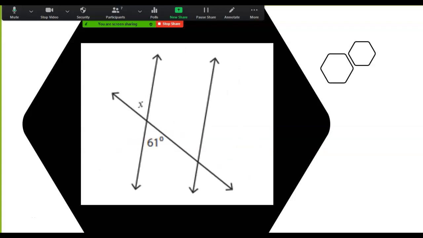Think about this one. What is the value of X? Think about it. Are they both acute or both obtuse, or are they different? Are they the same type of angles or different types of angles?